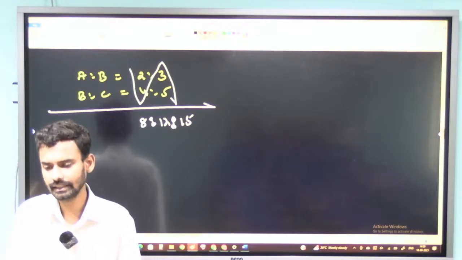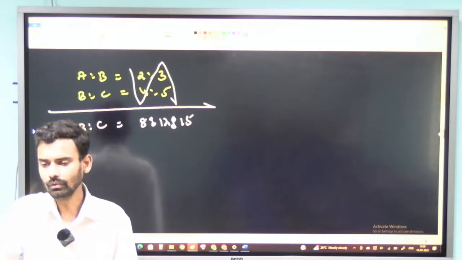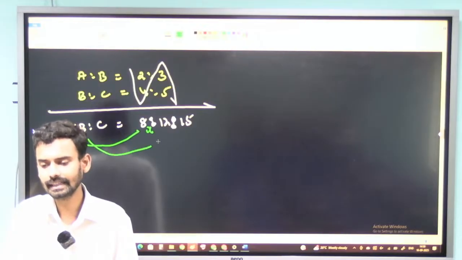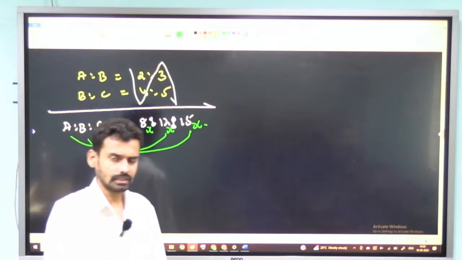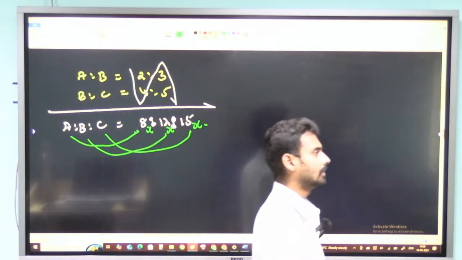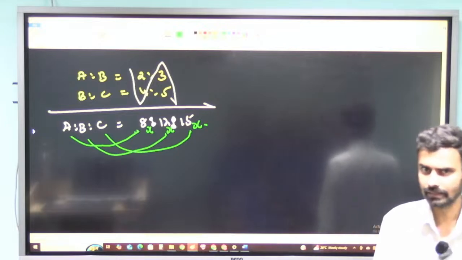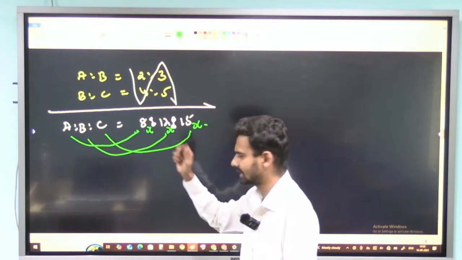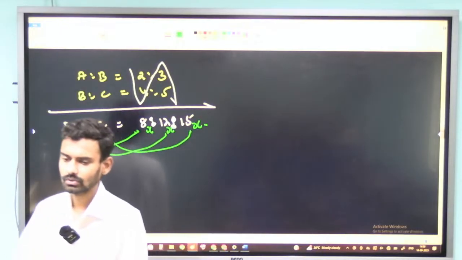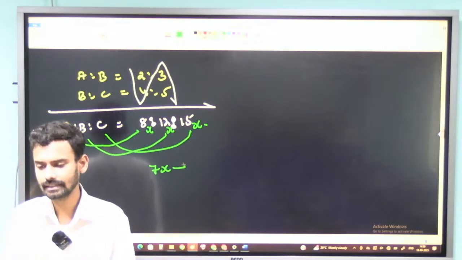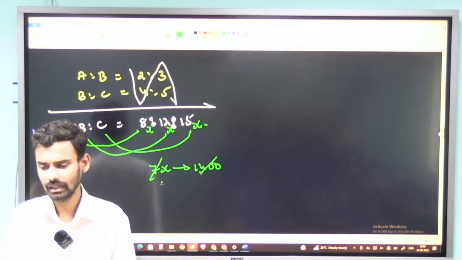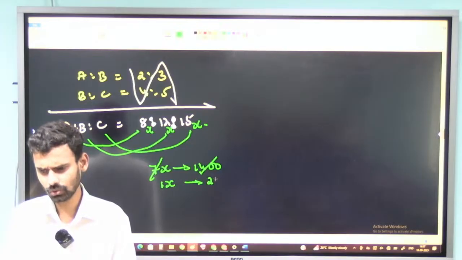Now, this is A is to B is to C. If we compare in the ratios, we can take A as 8x, B as 12x and C as 15x. Now, the question says that the difference between A's income and C's income is 1400 rupees. C's income is 15x and A's income is 8x, so the difference is 7x. So, the 7x value is given as 1400 in the question. If I cancel, 7 ones are 7, I get the 1x value as 200 rupees.